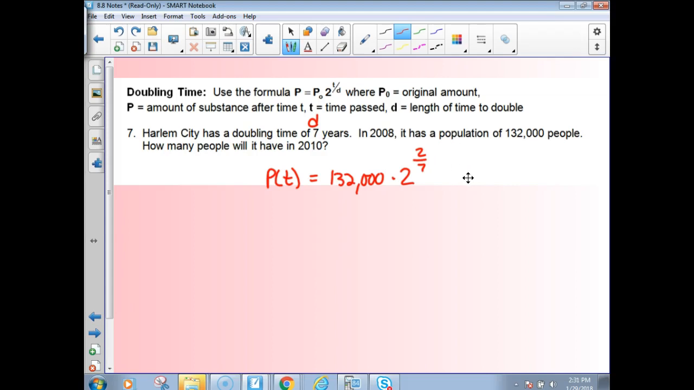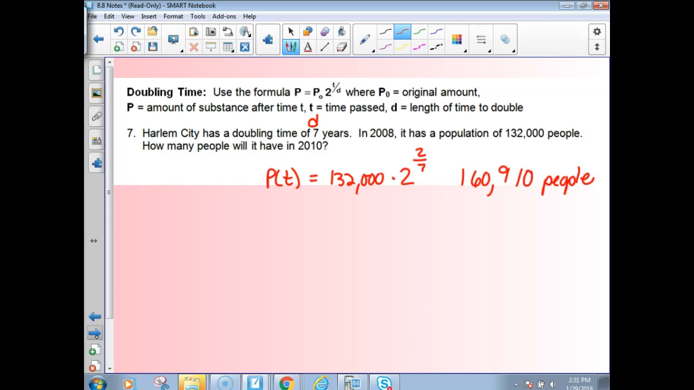And that's simply pushing buttons. Are you getting 160,900? And what are we going to round to if this is people? To the 10. Okay.